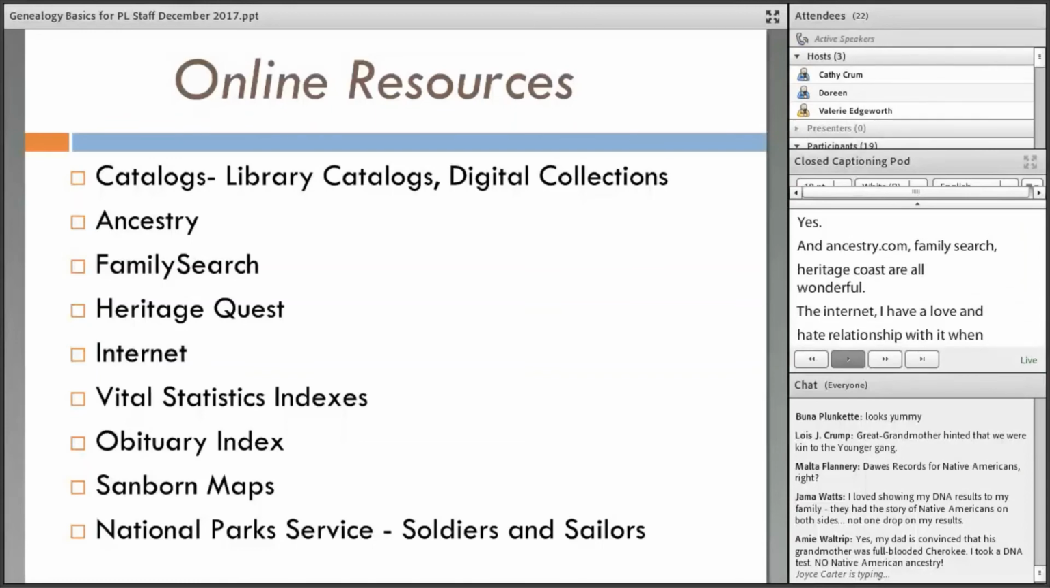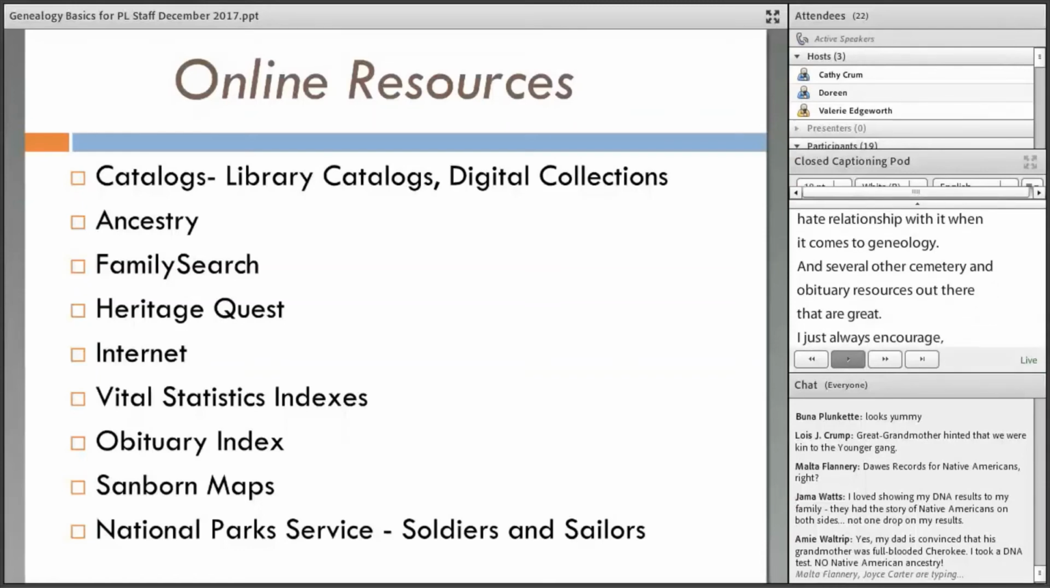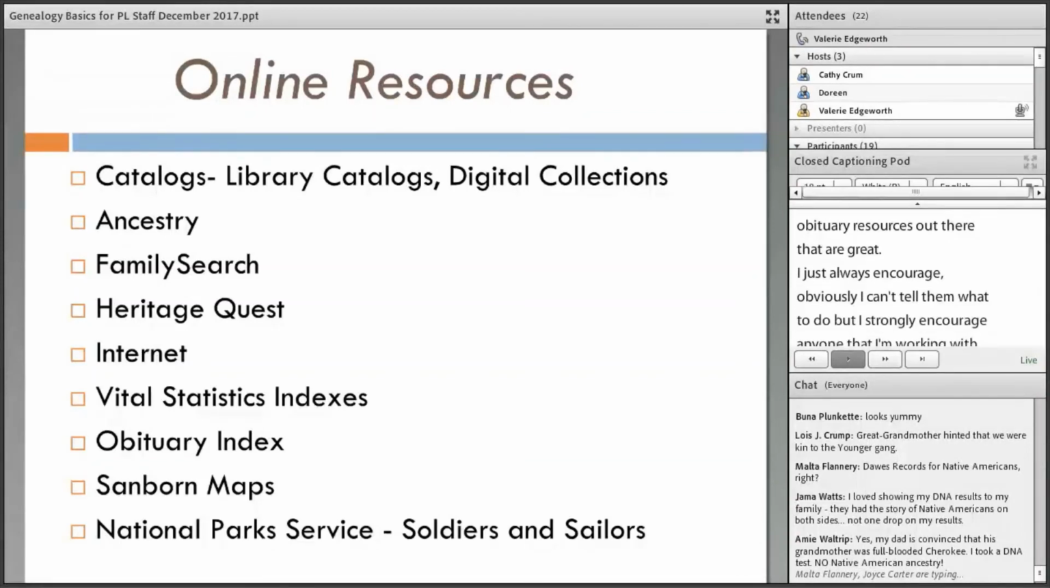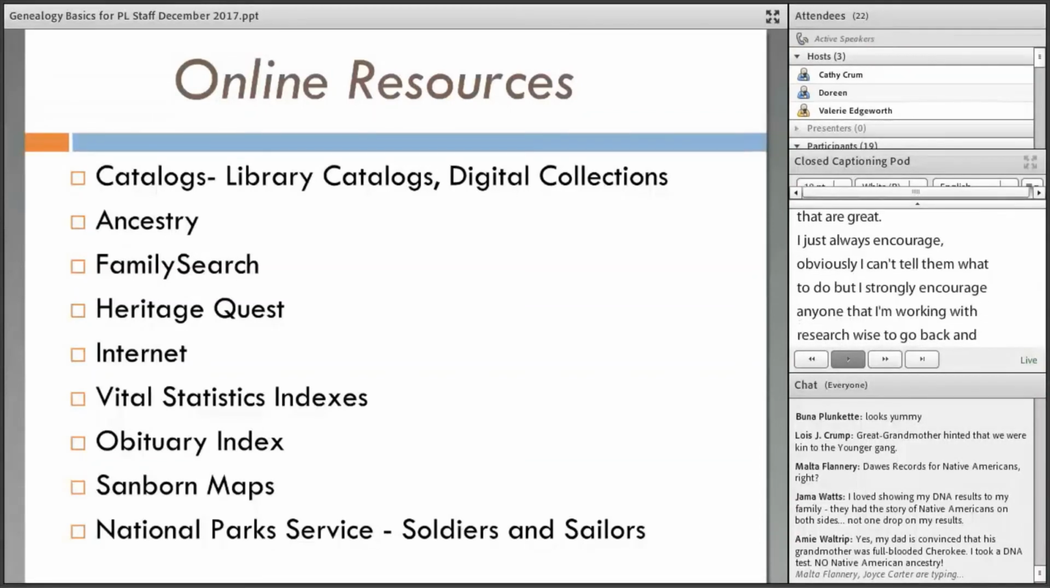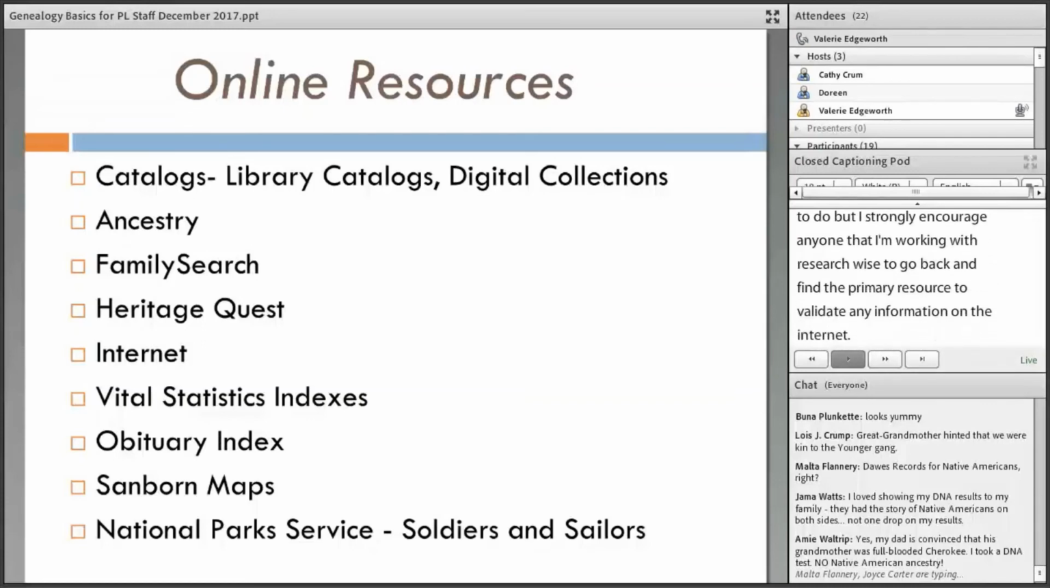There are Find a Grave and several other cemetery and obituary resources out there that are great. I just always encourage, obviously you can't tell them what to do, but I strongly encourage anybody I'm working with research-wise to go back and find that primary resource to validate any of that information you may find on the internet. Sanborn maps are a wonderful resource.